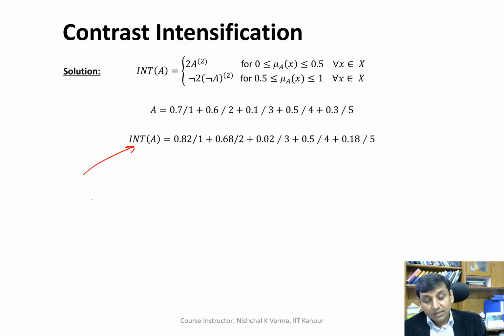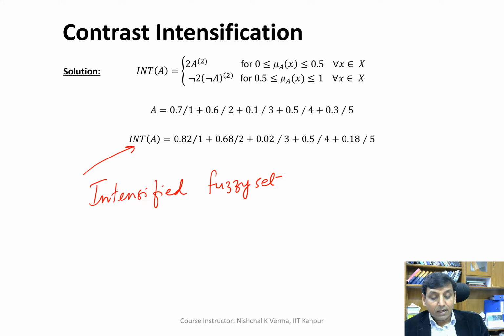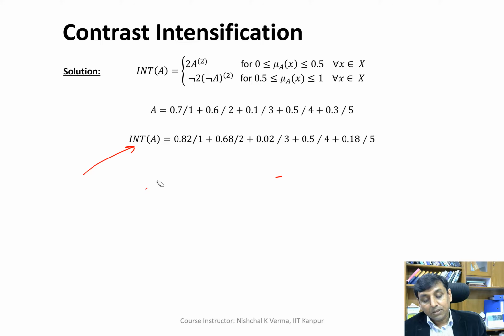So this is the intensified fuzzy set. Or in other words, we can say the intensification of a fuzzy set A. So that's how we managed to get the contrast intensification of a fuzzy set that was given to us.